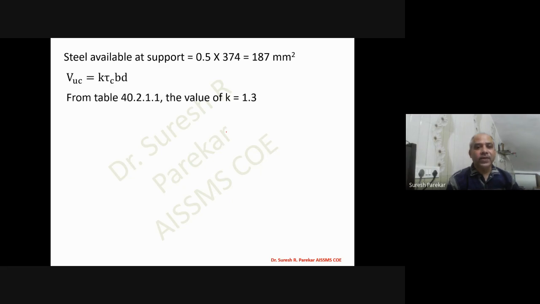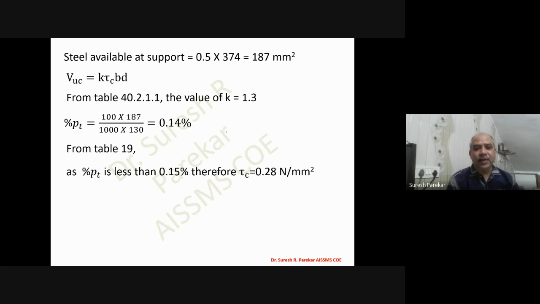And then we have Vuc is equal to k tau c b d. Now we have to take the value of k, which depends upon the depth of slab, and that value we have 1.3. Then we have percentage pt, that is for 50% is 0.41%, and then we have to take the value of tau c from table 19. So as it is less than 0.15, we have this value of tau c, that is 0.28 Newton per mm square.